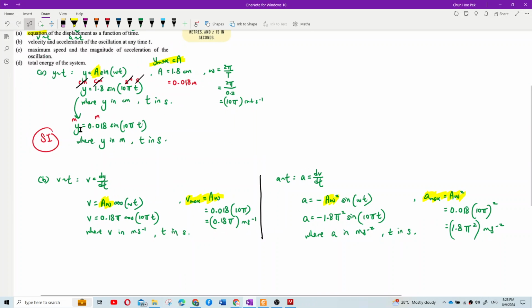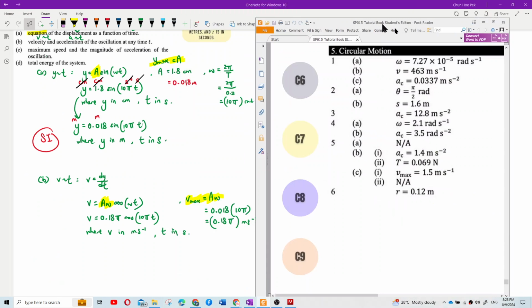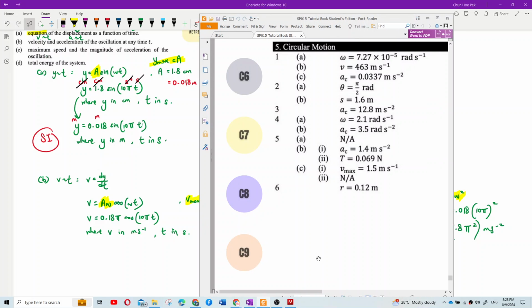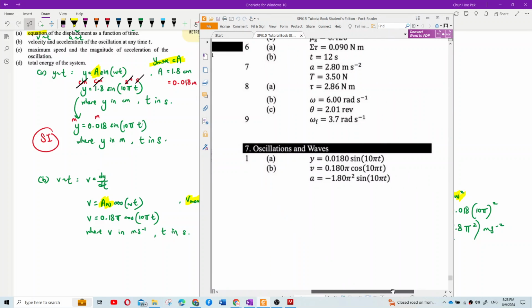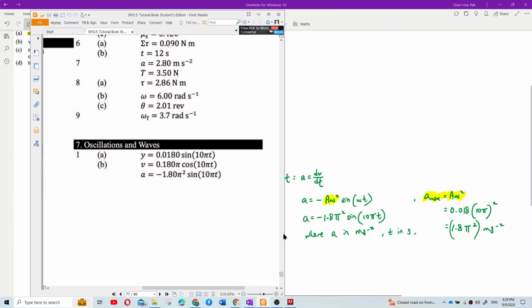The three formulas: displacement, velocity, acceleration. Let's check the answer. Is it correct, class? See that? So y is 0.018 sine 10 pi t, correct? Velocity 0.18 pi cos omega t, correct? And acceleration is negative 1.8 pi square sine omega t, correct?